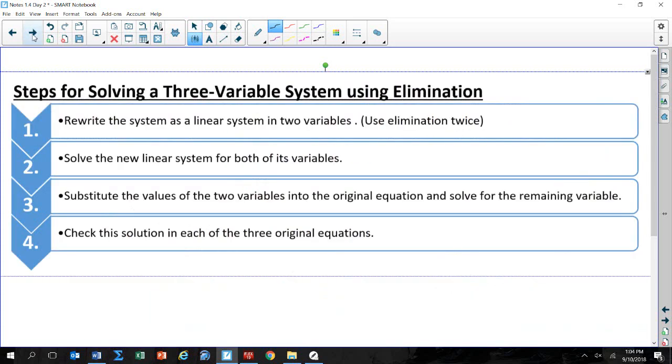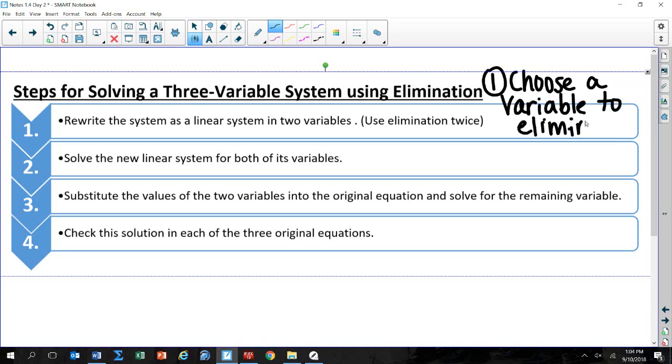All right, so here's the steps. When we are doing 3 variable systems, the first thing I want you to do is choose a variable to eliminate. Right off the bat, looking at the 3 systems, you have to make a choice. You have to say, okay, I'm going to eliminate y.